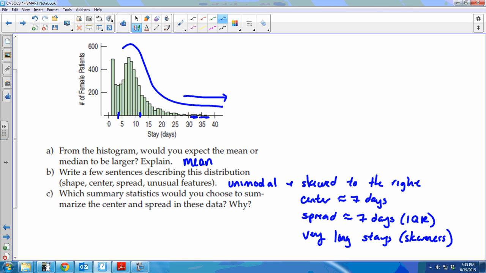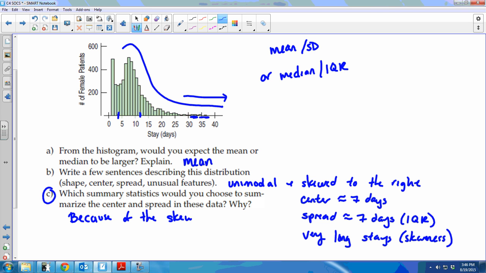Now C says, which summary statistics would you choose to summarize the center and spread in these data and why? So that's asking you, do you use the mean and standard deviation, or do you use the median and IQR? That's the question it's asking, and that's all based on the shape. Because of the skewness, I would use the median and IQR. If it was symmetric, it would be mean and standard deviation. All right.